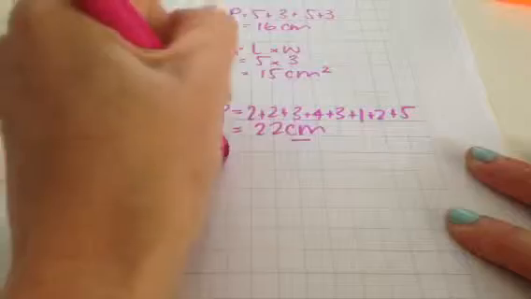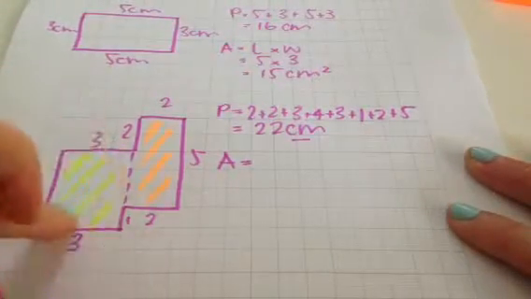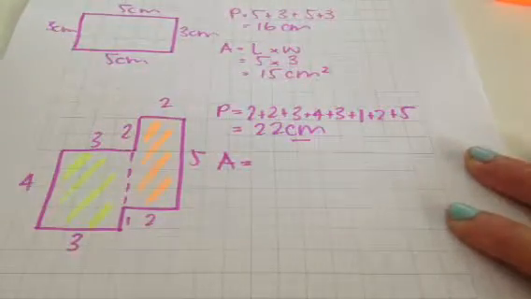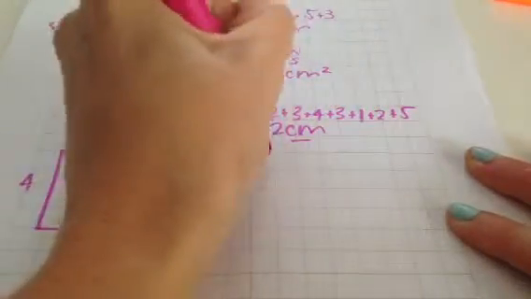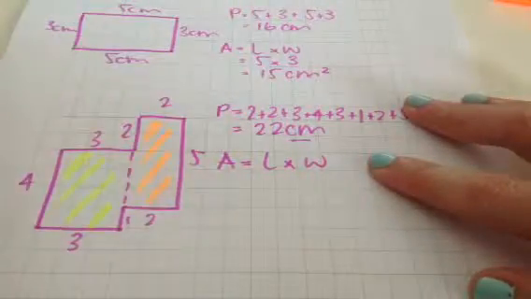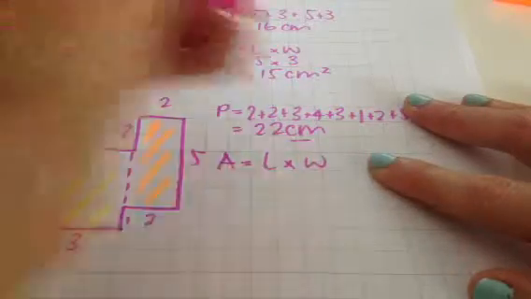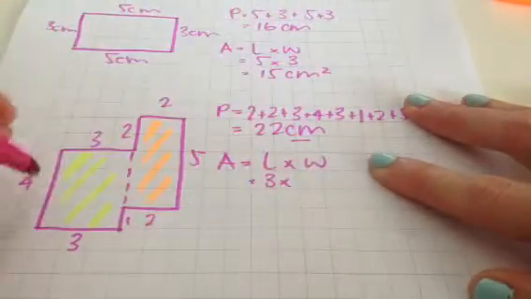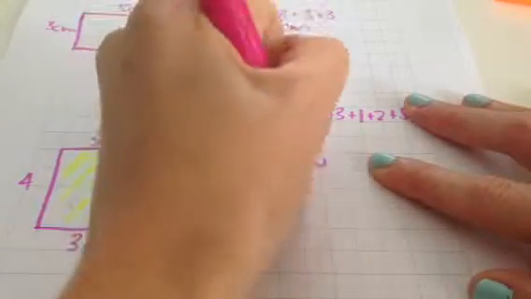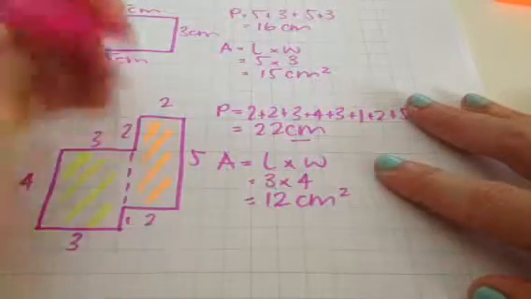Now to find our area, what we need to do is find the area for this rectangle and then the area for this rectangle. So we need to find the area for 2 different shapes. Remember that our formula is length by width. So we can see here that this is 3 centimetres times 4 centimetres equals 12 centimetres squared. So this is the area for our first rectangle.